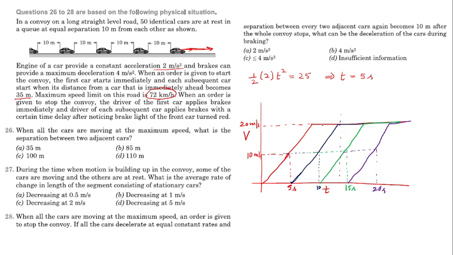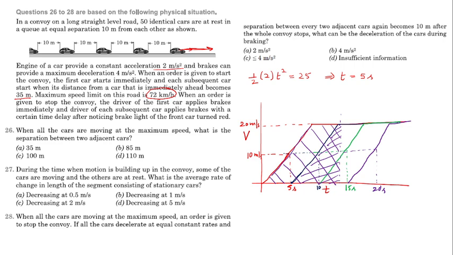So the area under the red graph is this, and it indicates the displacement of the first car. The area under the blue graph is this. It indicates the displacement of the second car.